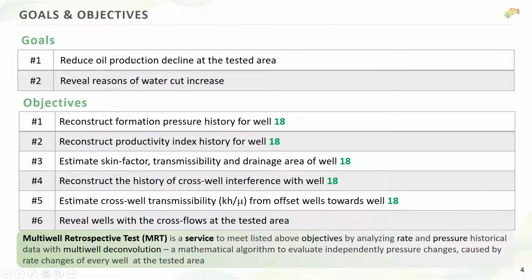So to achieve these goals, we must fulfill the following objectives. First of all, by MRT we will reconstruct formation pressure history for the pressure tested well, the well at the center of the test, number 18. And we will reconstruct productivity index history to see whether it has a constant productivity or it can increase or decrease due to skin factor changes versus time. Then we will estimate skin factor and reservoir transmissibility, from which we can calculate permeability, and we will evaluate the drainage area of the pressure tested well, number 18.